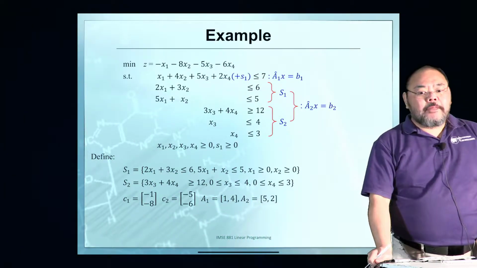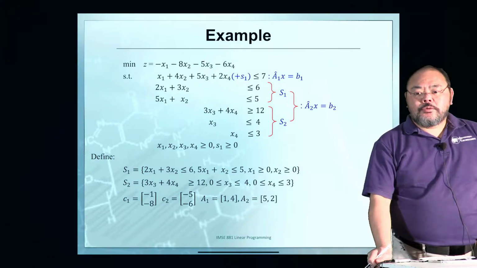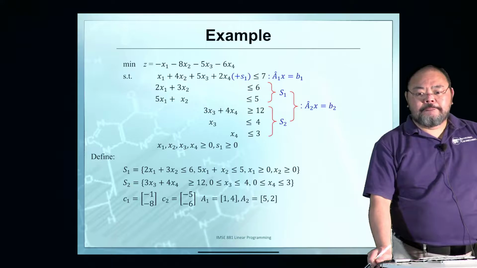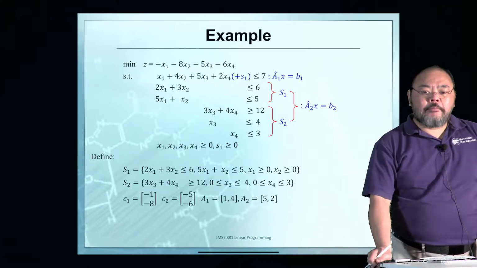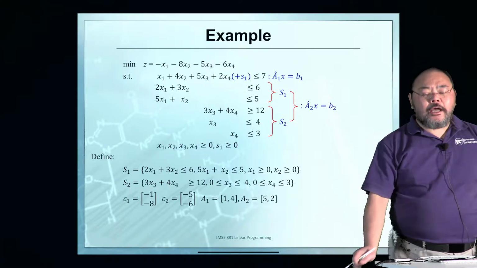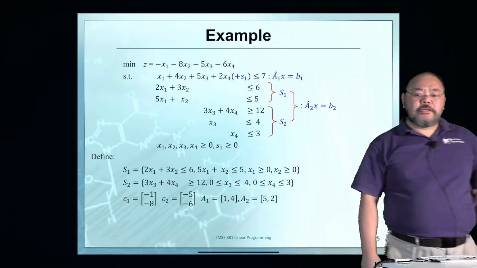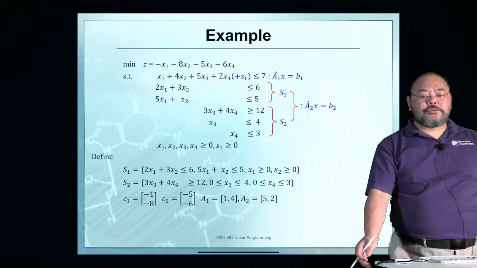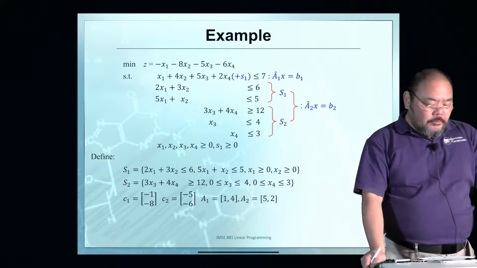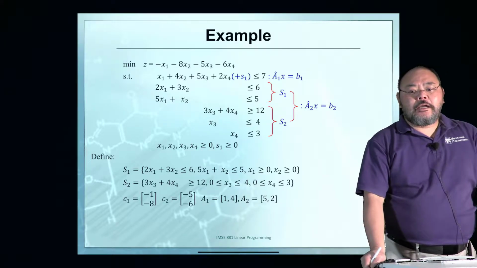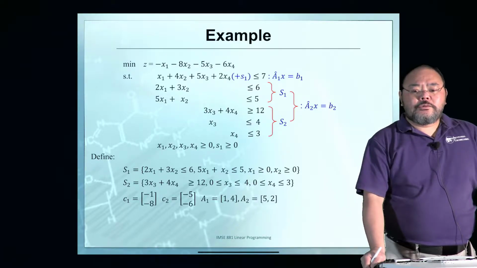Welcome everybody. Let's continue with our lecture 9, Dantzig-Wolfe Decomposition and numerical example portion. Here we have an example problem: minimization of negative x1 minus 8 times x2 minus 5 times x3 minus 6 times x4. And we have two sets of constraints, S1 and S2.